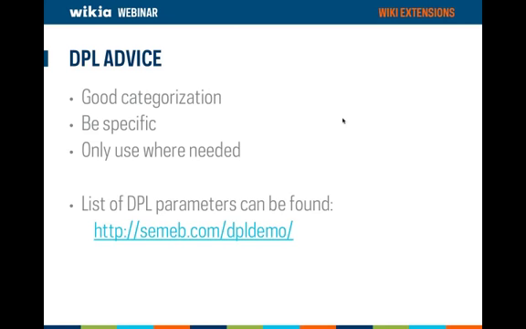Only use it where needed. Some extensions can do what DPL does, but better. For example, if you're only interested in seeing pages that are in 2 different categories, use the Category Intersection extension instead of DPL, as that tool is simply better suited for that specific purpose. And a list of DPL parameters can be found on the help page listed here.